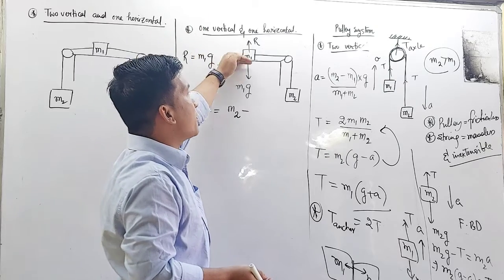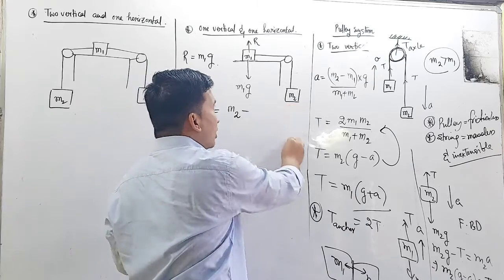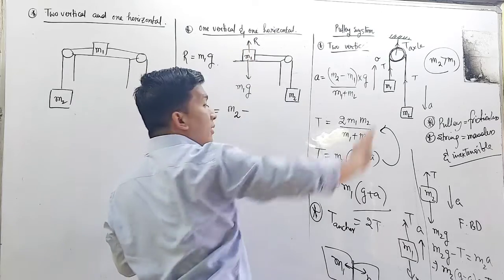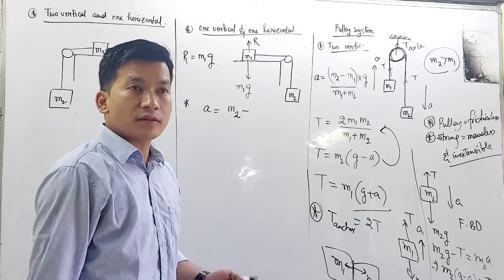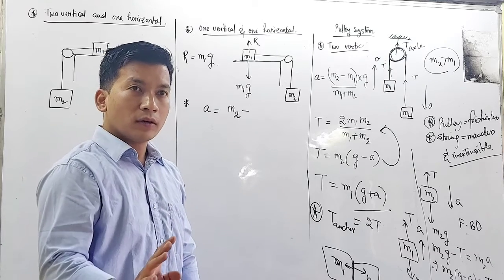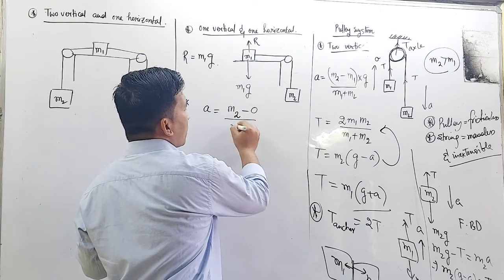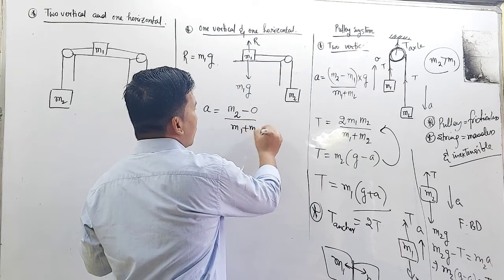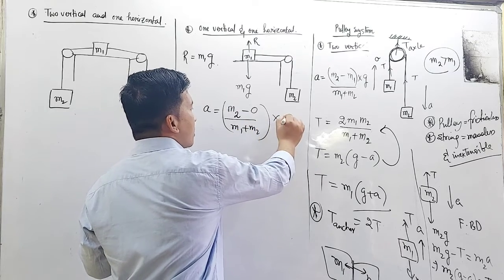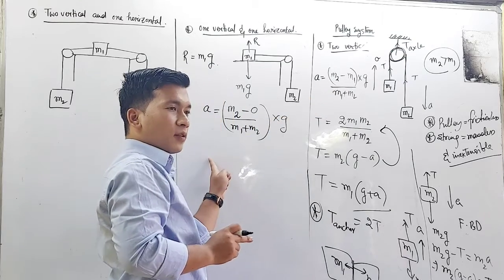The surface is smooth, so M2 will be sliding down and M1 will be sliding to the right hand side without any resistance, without any opposition. Do you understand the concept or not? It is very simple: a equals M2 g divided by M1 plus M2, times g. We extend this formula over here.